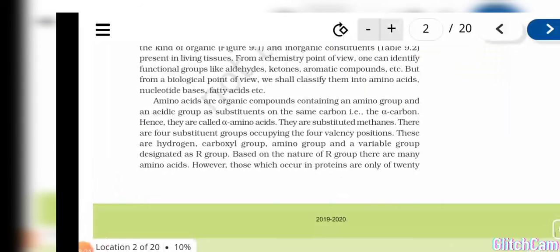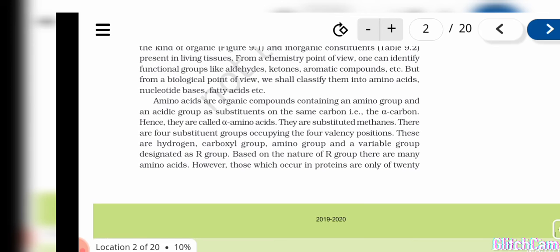Clear? So these functional groups I told you about, isn't it? They contain different functional groups. So we can study them as what? Amino acids, nucleic acids, nucleotide bases, fatty acids, etc. in biology. So we'll study amino acids first.